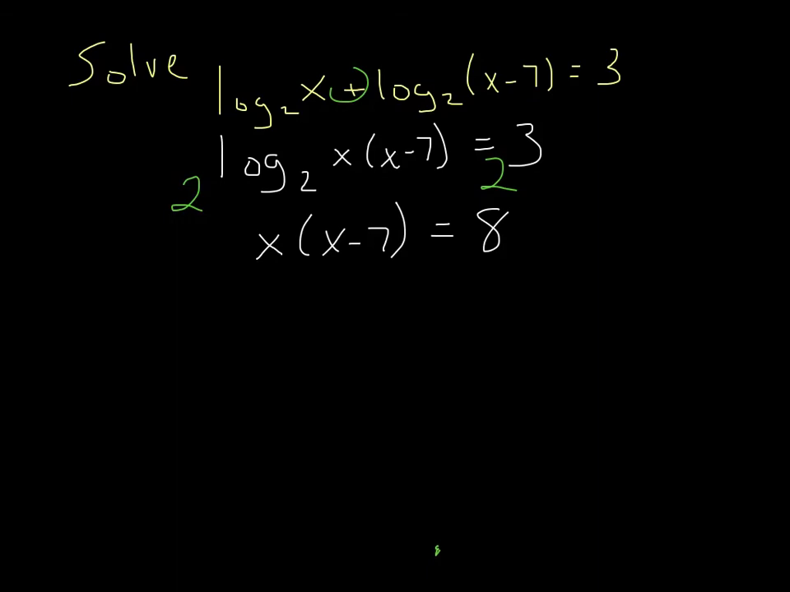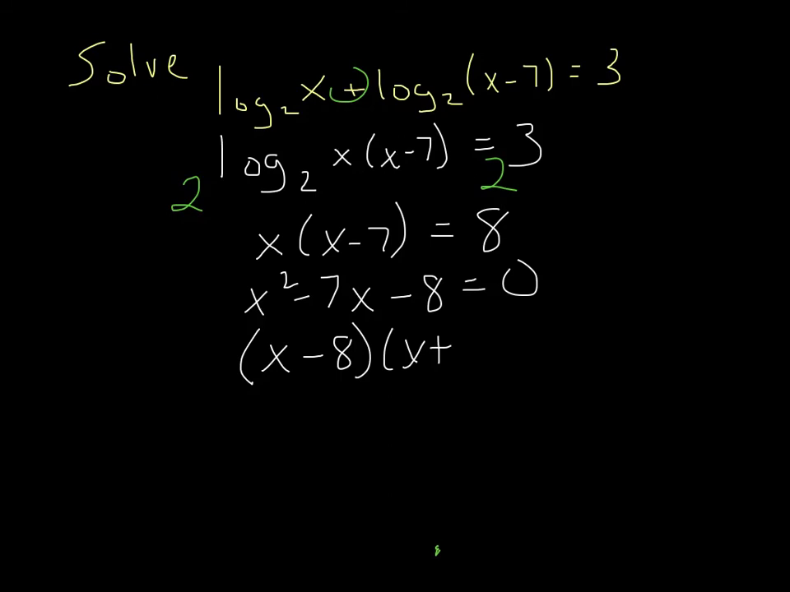So now I just have an equation. I'm back to doing algebra again. So I'm going to distribute: x squared minus 7x. I'm going to move the 8 over because I have to set it equal to 0 to solve. So now I can factor, minus 8 and plus 1. So I have x equals 8, and this would give me x equals negative 1.